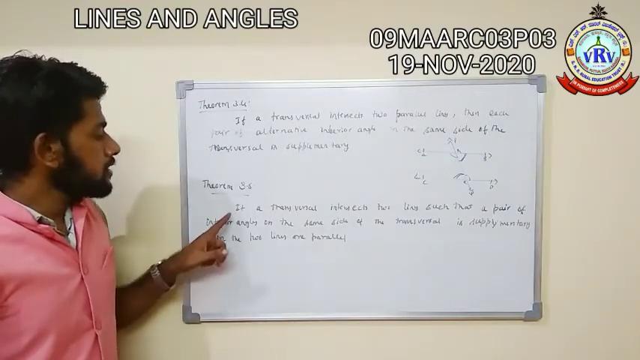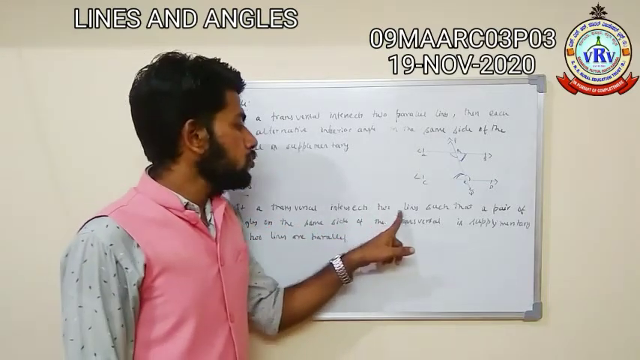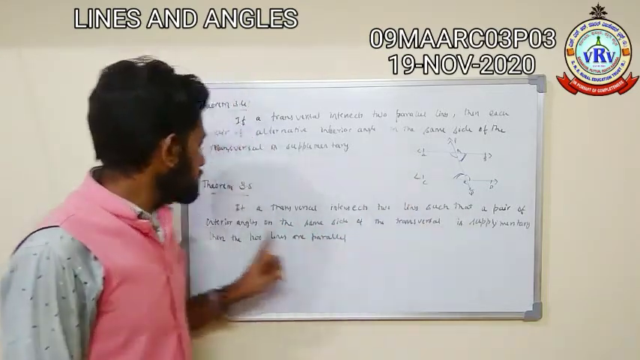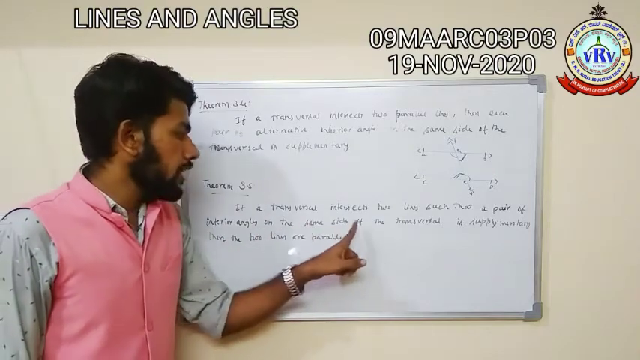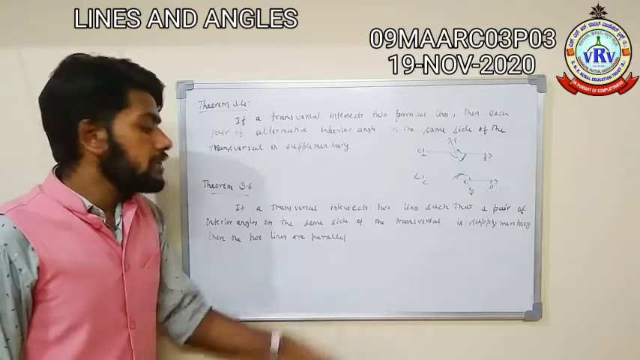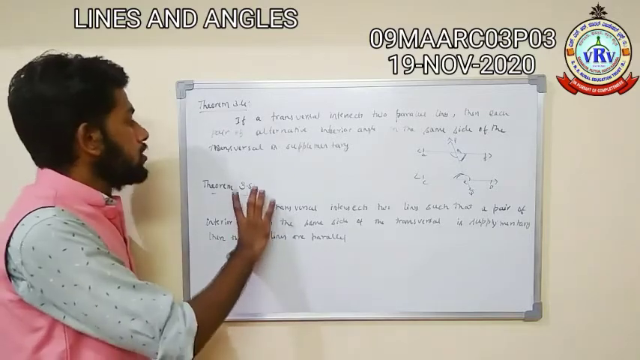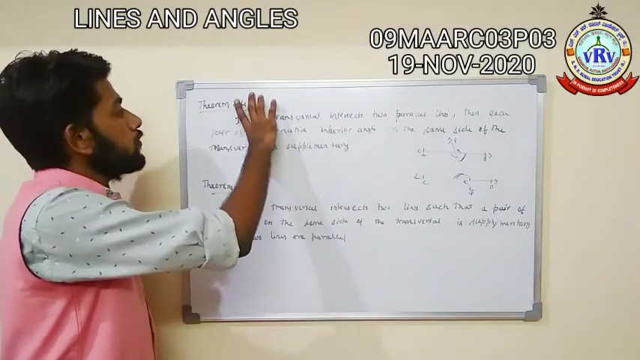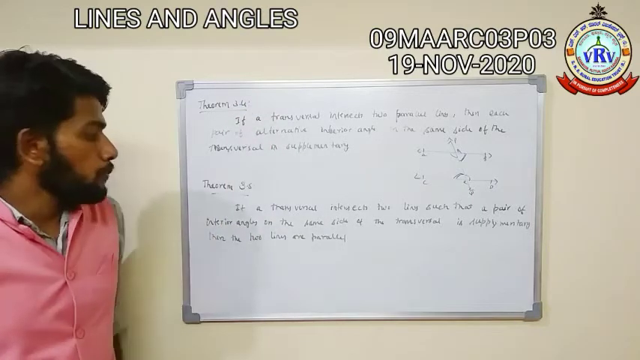In theorem number 3.5, if a transversal crosses two lines such that two pairs of interior angles on the same side of the transversal are supplementary, then the two lines are parallel. This is the converse of the statement of theorem number 3.4.